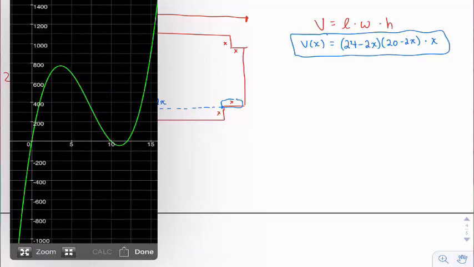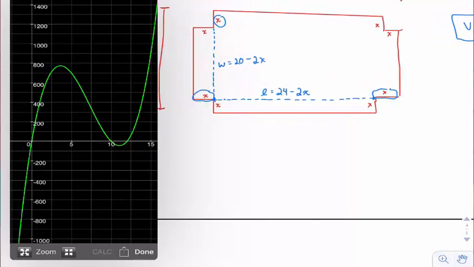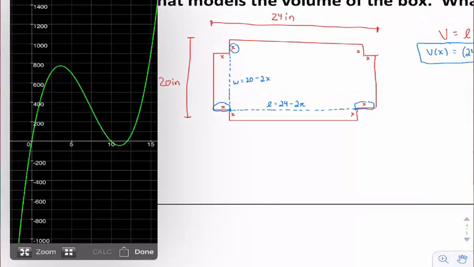As you can see here, the x, you got to understand what the x represents. Again, the x represents your height. Now if you're thinking about this picture, x is your height. So if this is 20, your height can't be bigger than your width, or at least half your width, because then I'd have no width. Because you're taking away x from both sides, the biggest your height's going to get is 10.